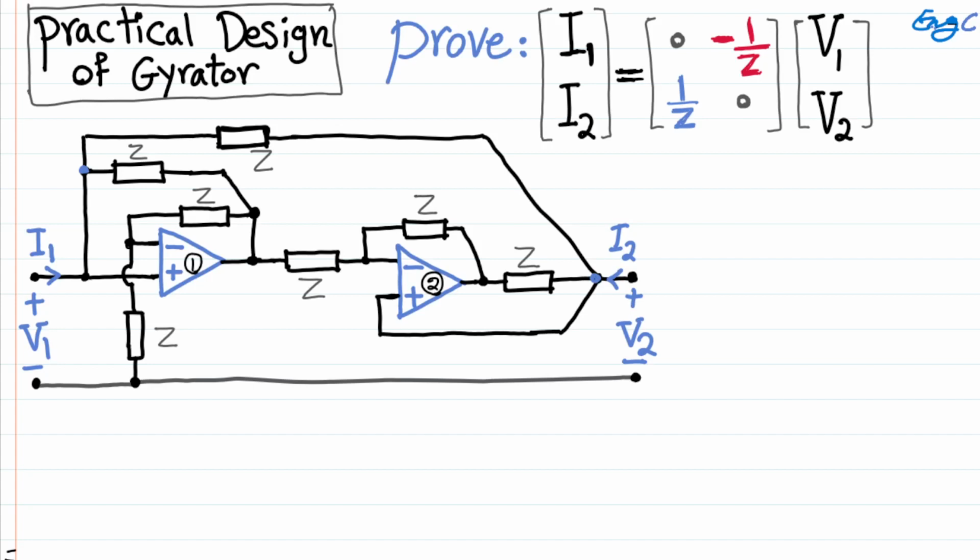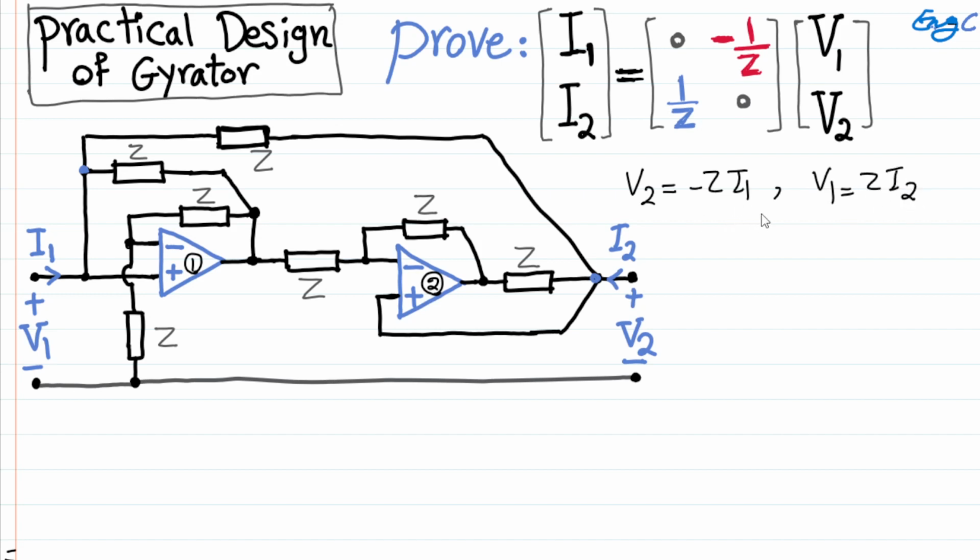A practical design of a gyrator circuit is shown here using two ideal op-amps and 7 impedances that would be just simple resistors. We want to show this relationship between the currents and voltages of the two port as shown here. Basically, this matrix is saying that V2 is equal to negative Z I1 and V1 is Z times I2.